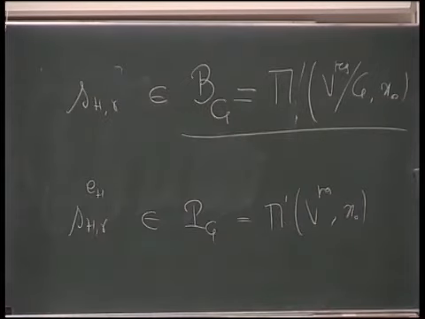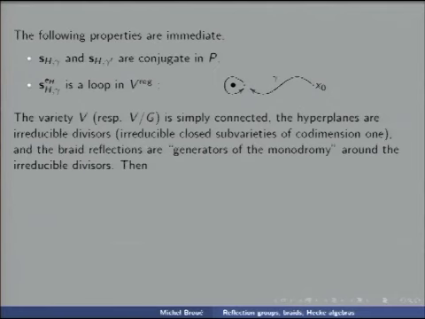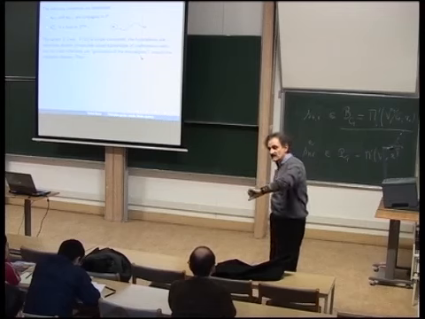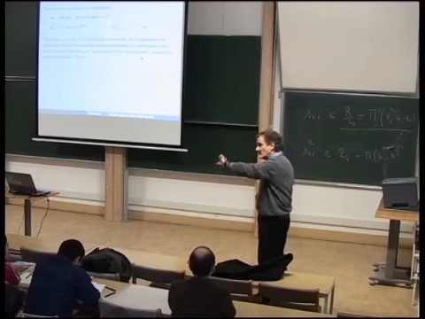Well, let me just, for the expert topologist, tell you why the following theorem will be true. The variety V, and so is the variety V mod G, is simply connected. The hyperplanes, or their images, are irreducible divisors in this variety. And the braid reflections I've just defined are the so-called generators of the monodromy around each of these irreducible divisors, things which turn around the irreducible divisor, ignoring the others.